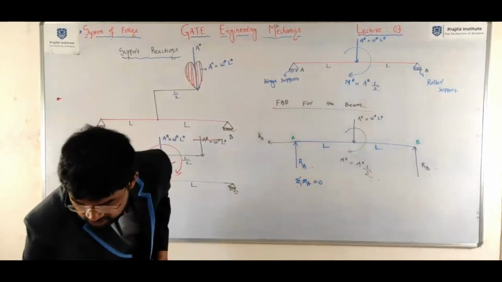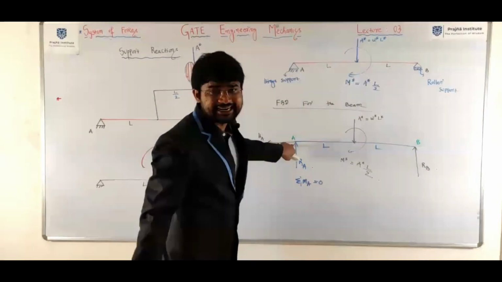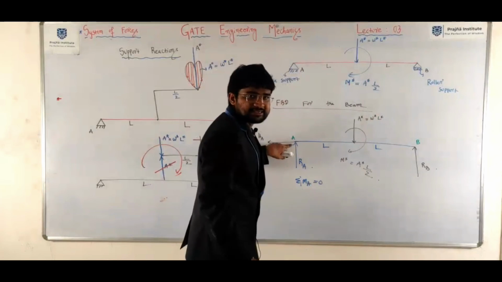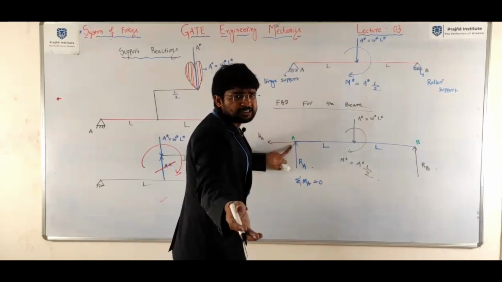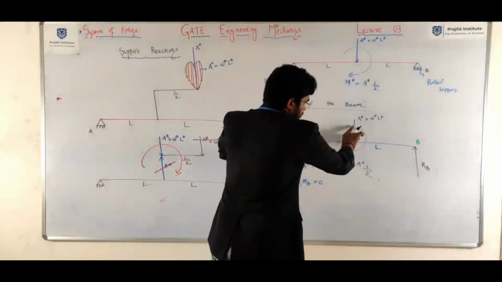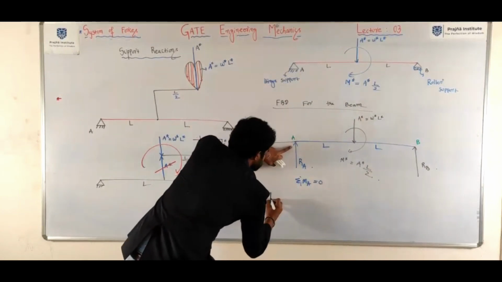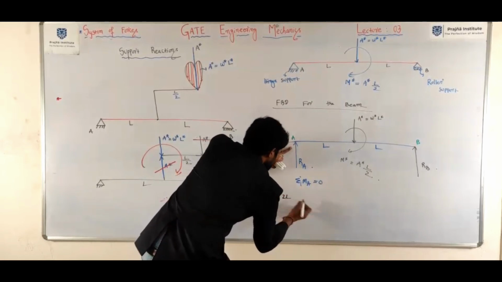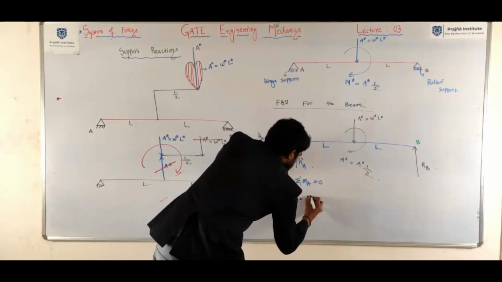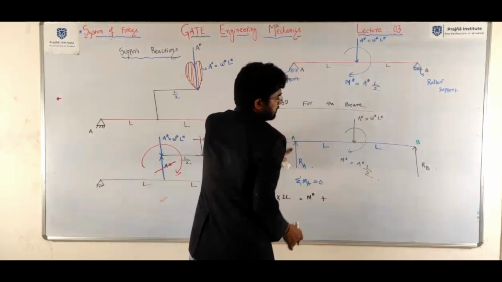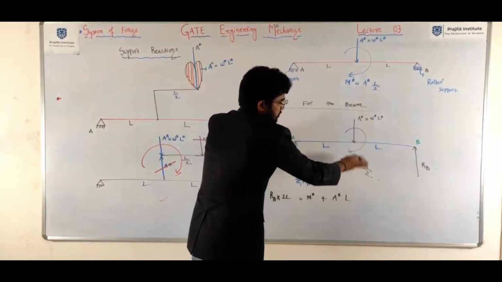Apply moment about A. Means moment of RB about this point, clockwise or anti-clockwise? This is anti-clockwise. Sum of the clockwise couples equal to sum of the anti-clockwise couples. Here, moment of this is clockwise. It is also clockwise. Now tell me, the sum of the anti-clockwise couples: RB into 2L. This is anti-clockwise. Next, moment of this M star plus this, A star into L. Correct? This is clockwise, clockwise.